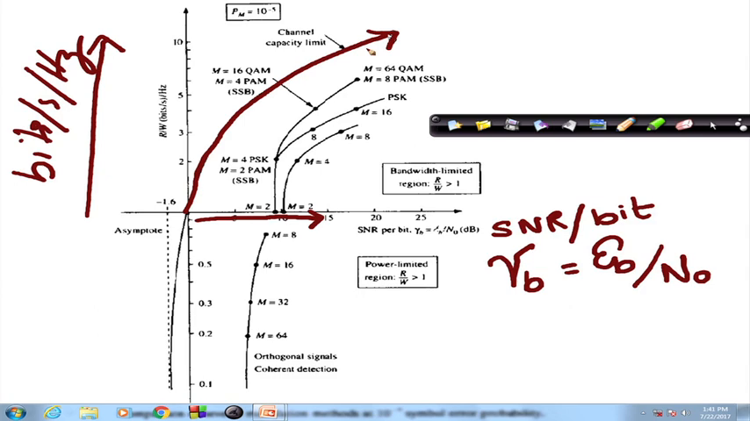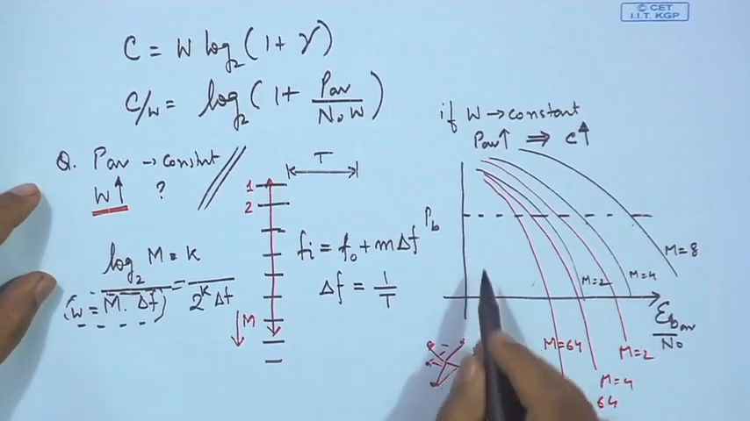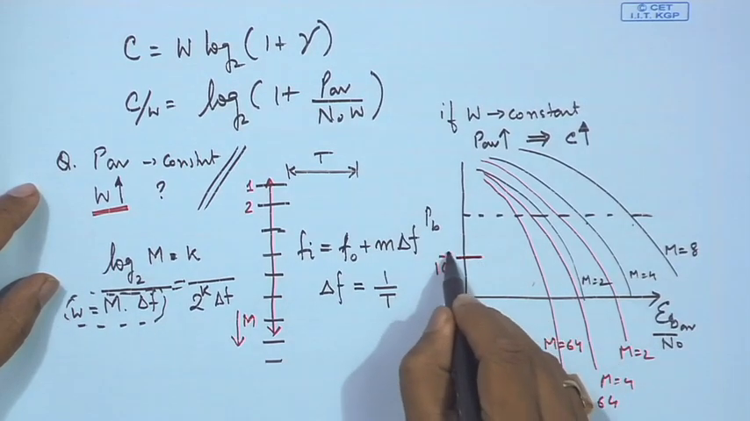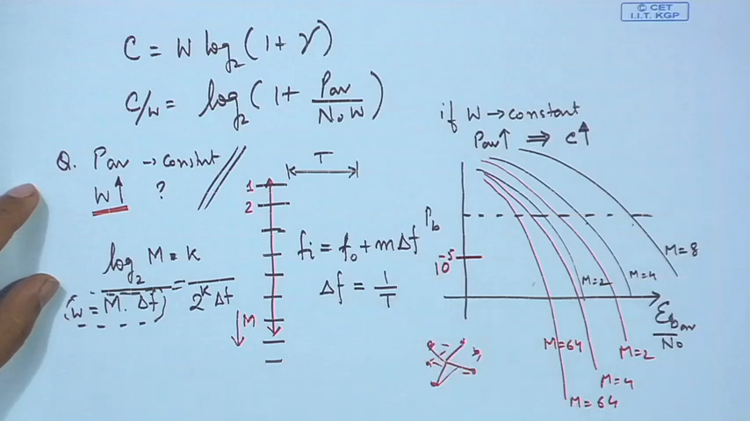If we now compare the spectral efficiency of digitally modulated signals for error probability of 10 to the power of minus 5, what we mean to say is that we have this error probability curve, and suppose we choose some point which is 10 to the power of minus 5.